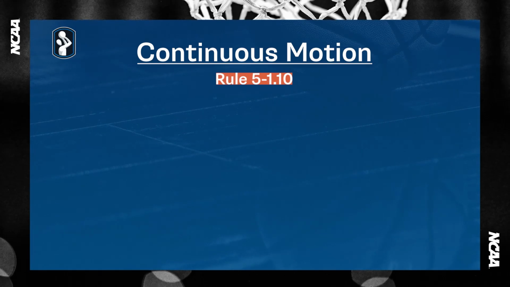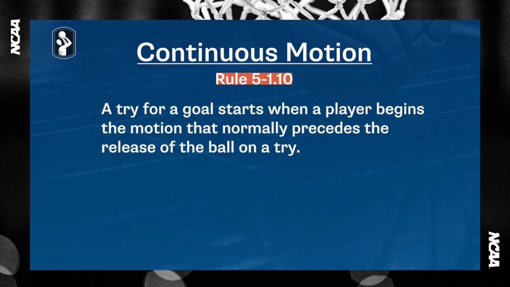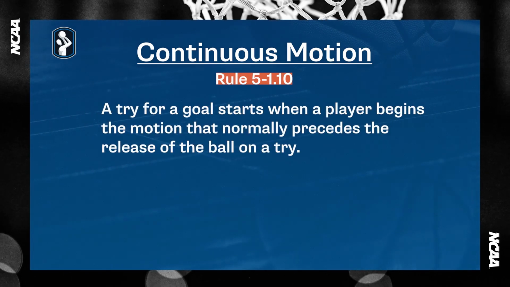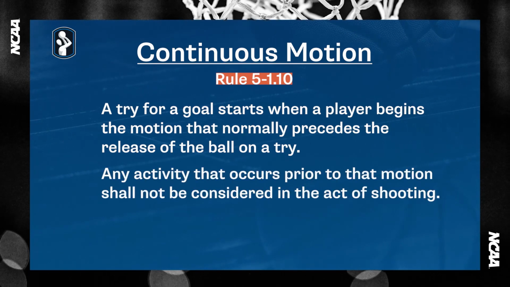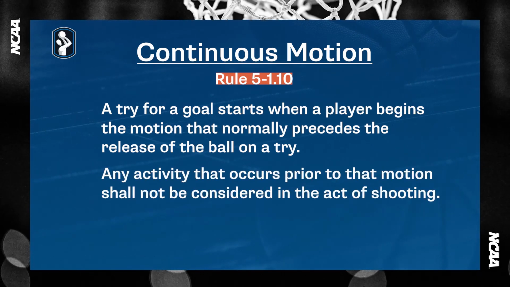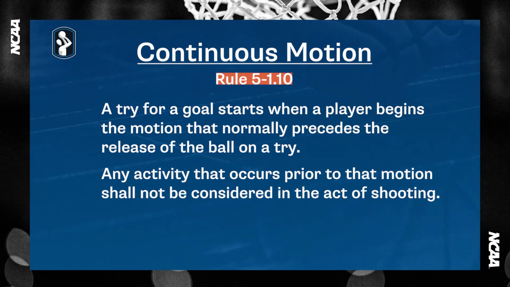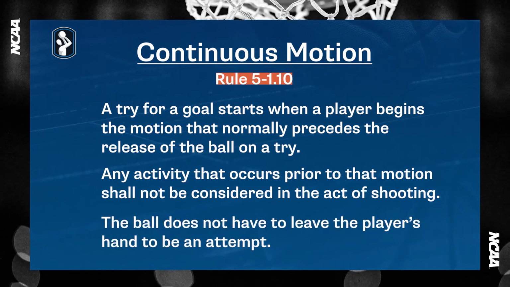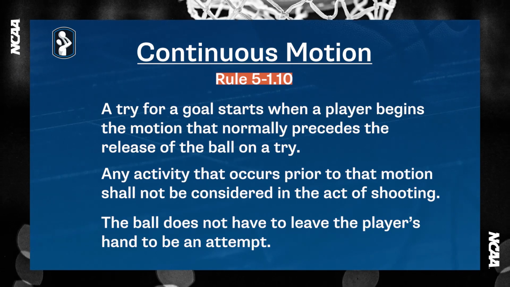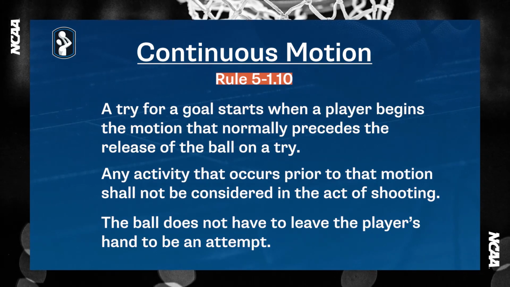According to Rule 5.1.10, a try for goal starts when a player begins the motion that normally precedes the release of the ball on a try. Any activity that occurs prior to this motion shall not be considered in the act of shooting. The rule also says that the ball does not need to leave the player's hand to be an attempt. Let's look at a few plays to help illustrate the rule.